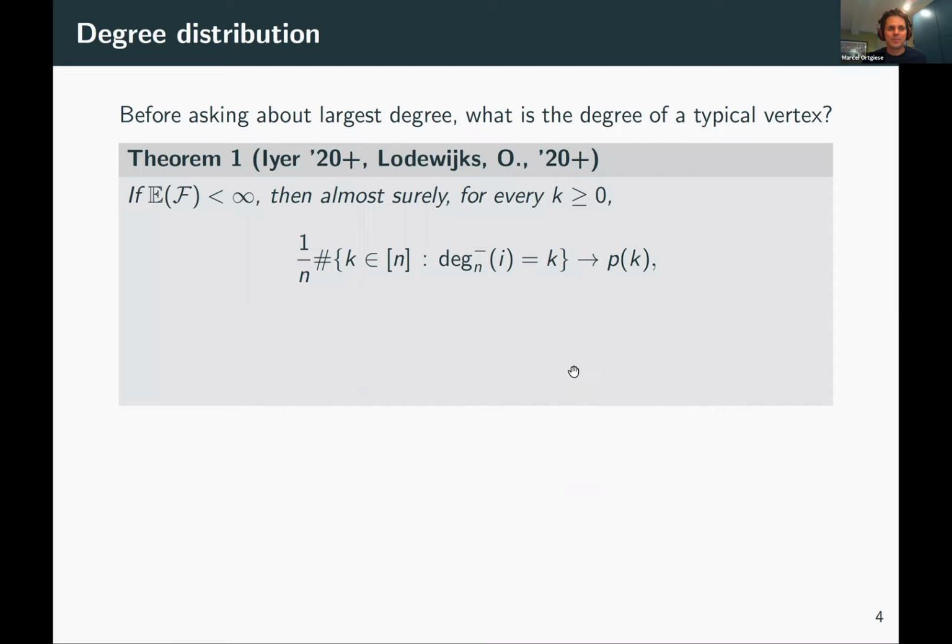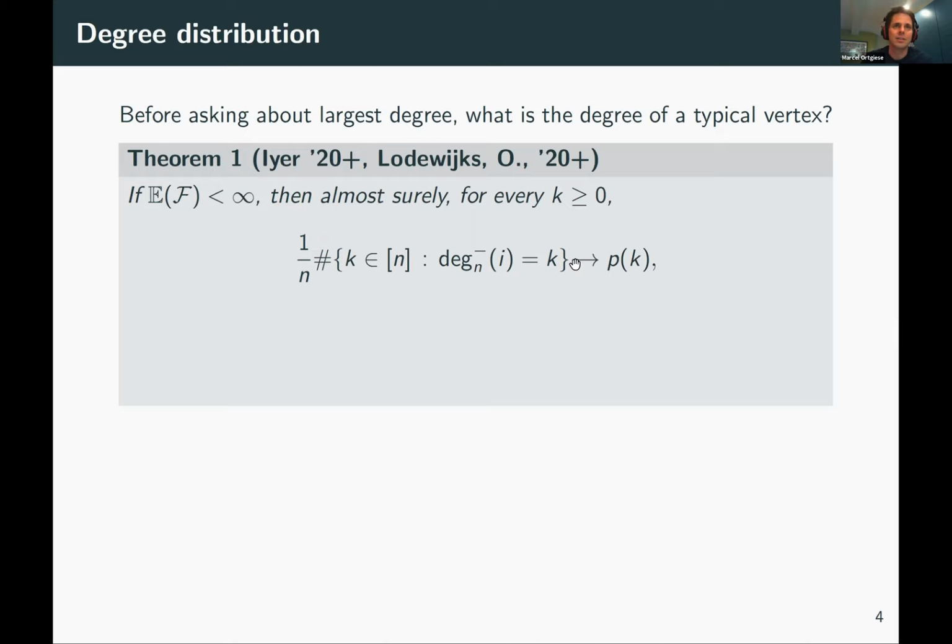Good. All right, so before you try and understand the largest degree, you want to understand the degree of a typical vertex. So what do I mean by that? I mean that you take a vertex uniformly at random, ask what's the probability that it has degree k, and then you can show that that converges to a constant p of k. And in the random graph world, you call this the degree distribution, the p of k, the asymptotic degree distribution. And that's typically the first question you ask in random graph models.